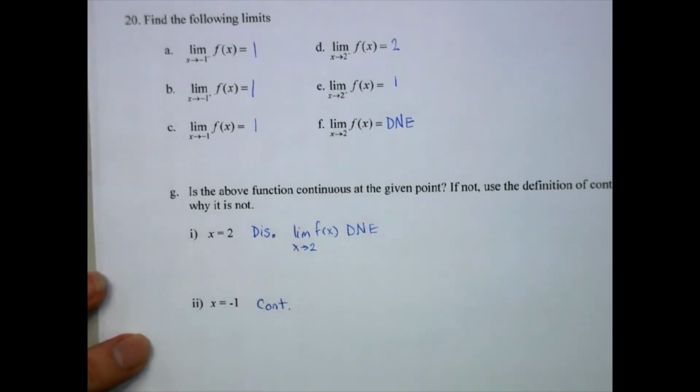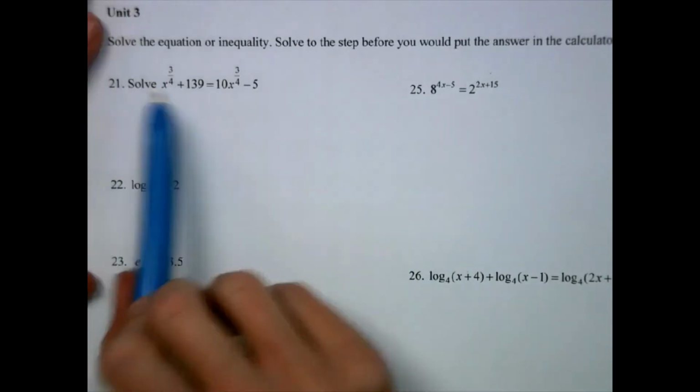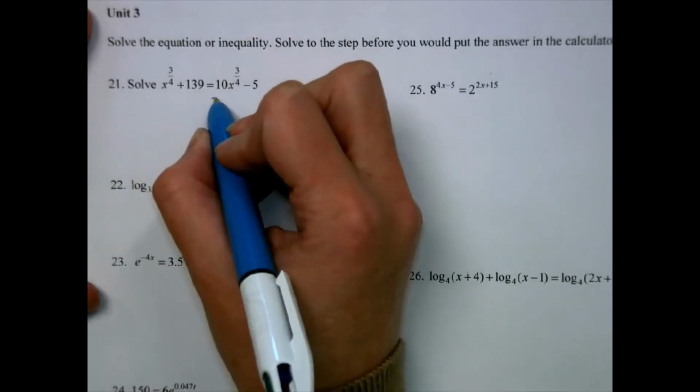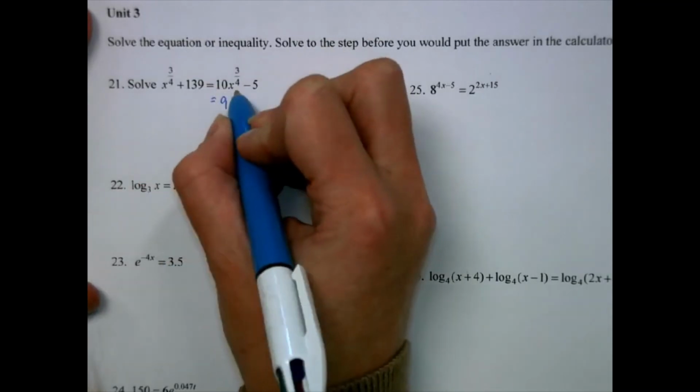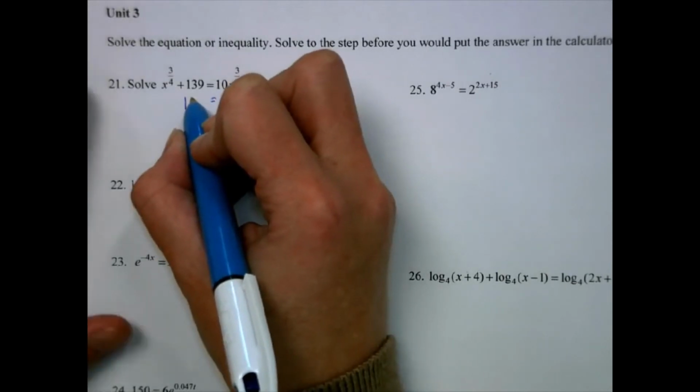Next up, in Unit 3, we dealt with exponential functions and logarithmic functions, and we found various different ways to solve equations. This is on the no calculator part, so your answers will be as far as you can go without actually typing it into the calculator. Right, so this one, I'm going to go ahead and subtract x to the 3/4, so I'll have 9x to the 3/4, and then add 5, so that's going to be 144.